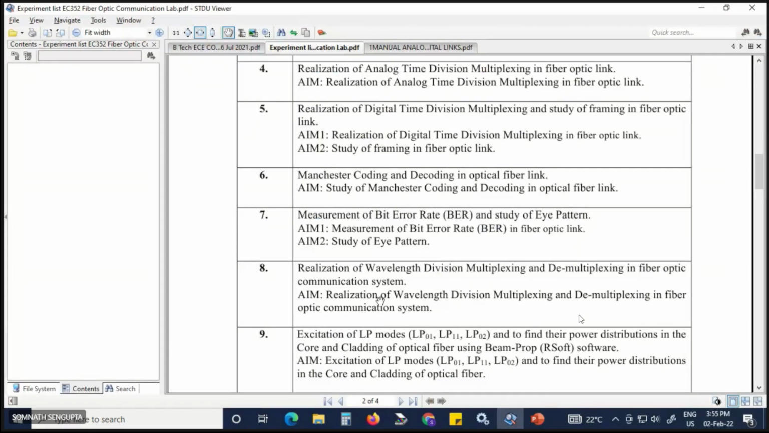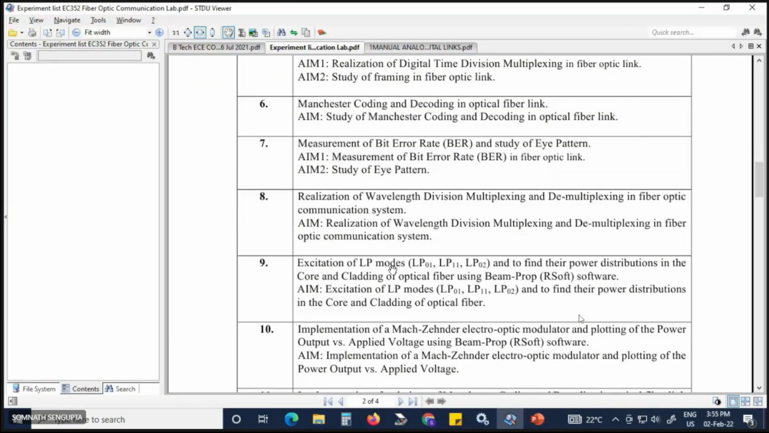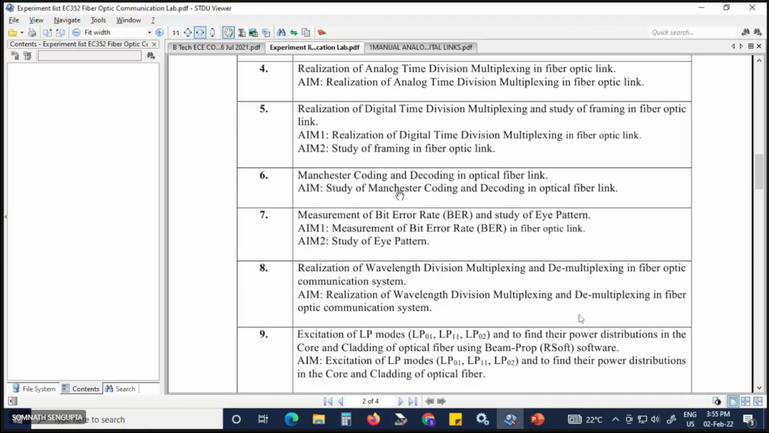The next experiment is on Manchester coding and decoding.